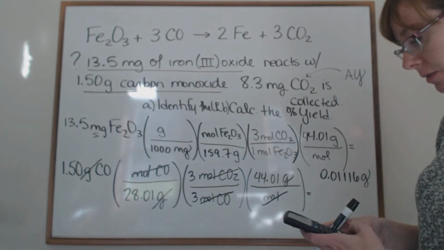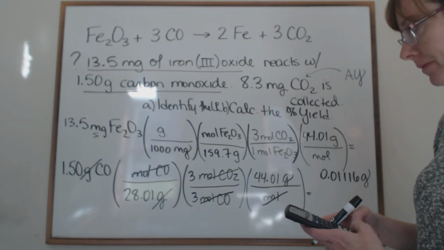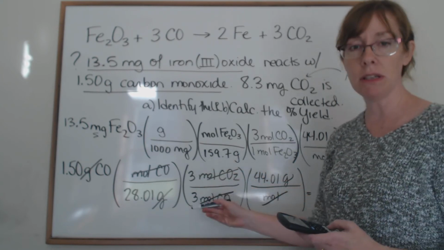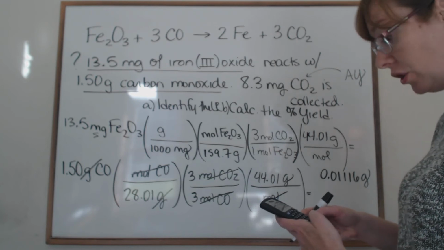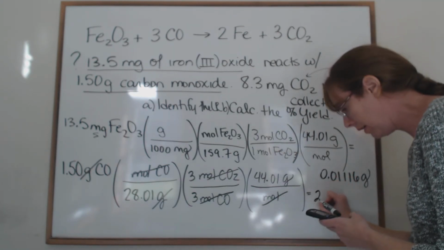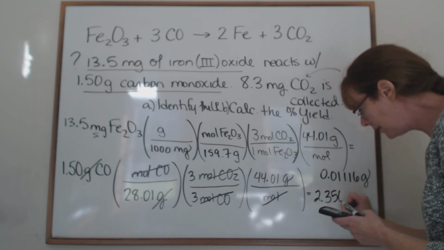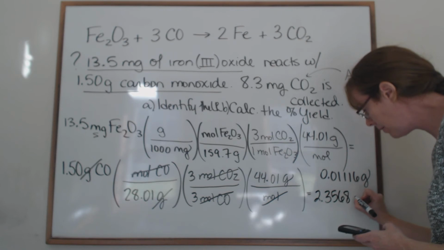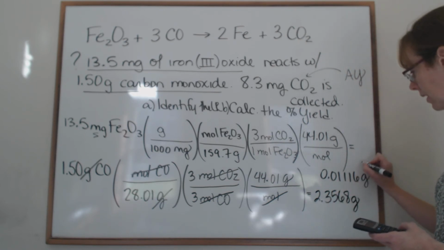All right, let's see how much this one makes. Times 3 divided by 3 would just be a 1, so I'm not even going to put those in my calculator, but you could if you want. Oh my goodness, this is a big difference. 2.3568 grams of the CO2.